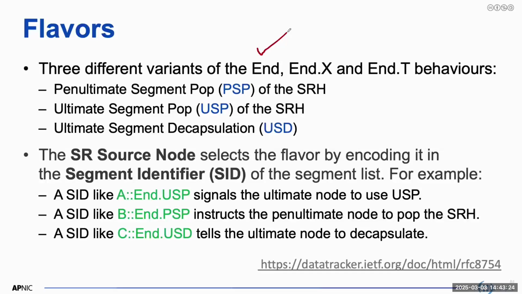And if we want the End node to send the packet towards another link, then we can implement End.X. So when the packet reaches the node, it will send the packet to a link, a cross connect which is attached to the node. And we have the third one, End.T. That means when the packet reaches the node, it looks up a certain table and then forwards the packet. So depending on our requirement, what kind of behavior we are expecting from the End node. So these are the three flavors we have in case of endpoint behavior for the SRv6 node.